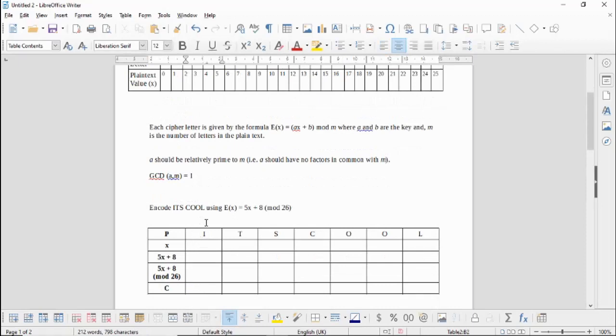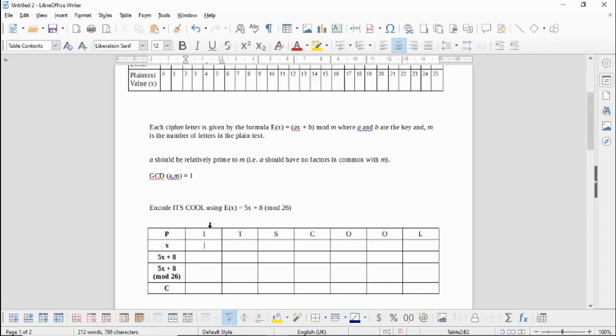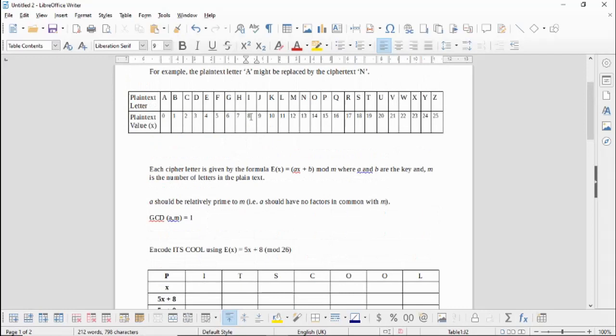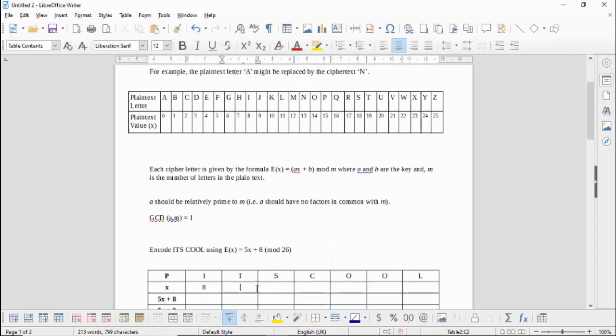So let's go to the first question. Encode "it's cool". I've written out the word in individual letters in each column. We're going to write down the plain text values. For I, its plain text value is 8. For T, its plain text value is 19. For S, 18. For C, it's 2. For O, it's 14. For O again, it's 14. For L, it's 11.